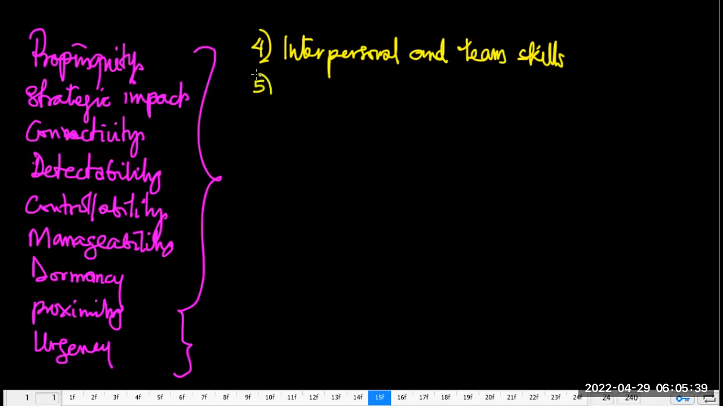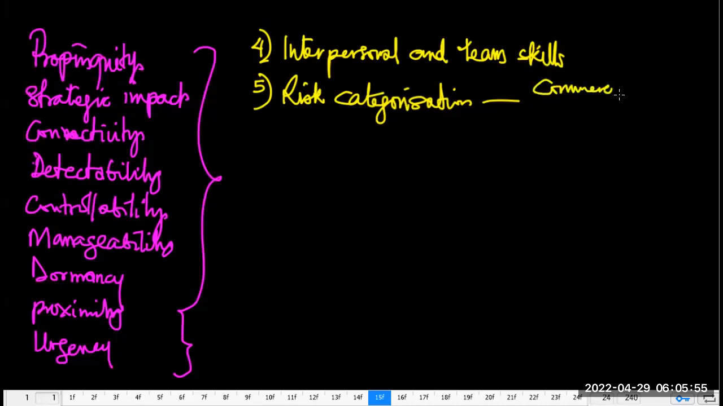Then you also need that ability to be able to categorize risk. So there's a risk categorization. Remember, you categorize according to whether it's a commercial risk. So you should have that ability to tell this risk is a technical risk, this risk is commercial risk, this is external, and what have you. This is to help you assign the risk to the proper risk owners, right? So risk categorization, commercial, external.